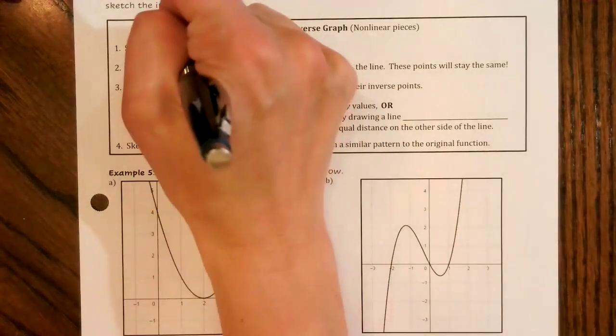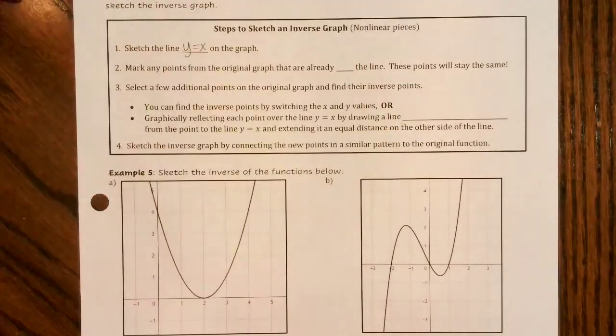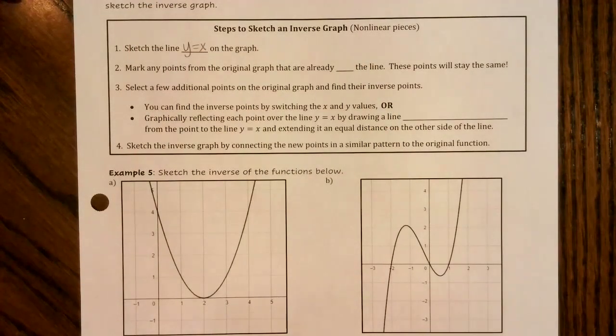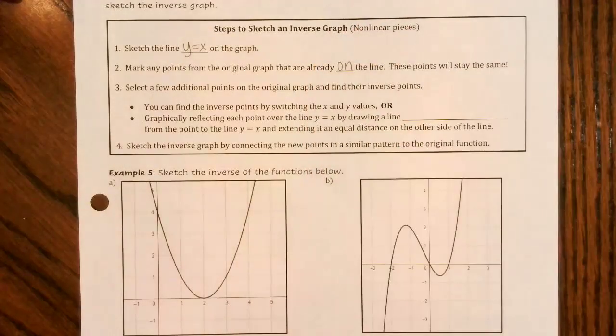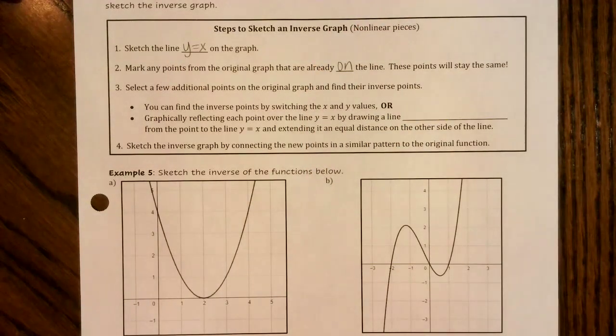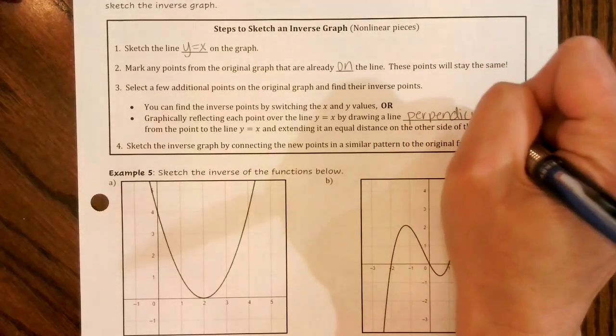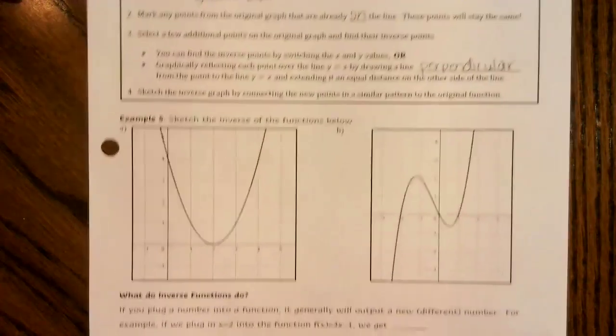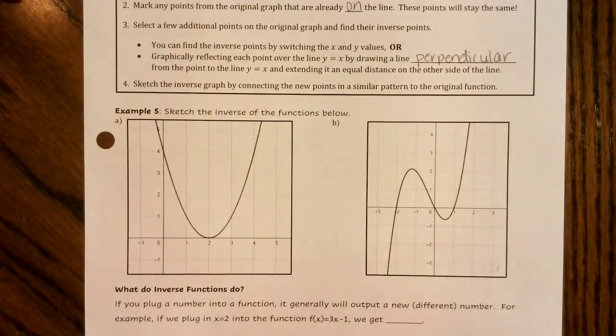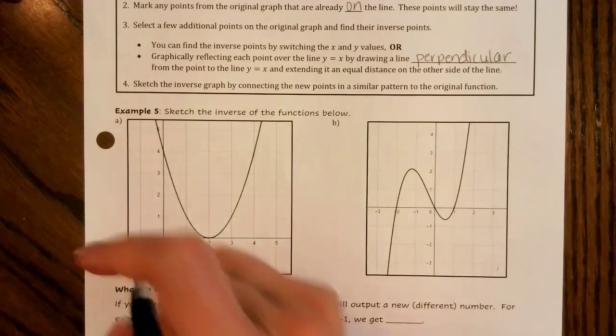It says sketch the line of y equals x, since we know it's going to be a reflection. Mark the points that are on that line, and then select a few additional points on the original graph and find their inverse points. You can find the inverse points by switching the x and y values, or graphically reflecting each point over the y equals x line by drawing a line that is perpendicular. So we're going to look at that a little bit here. We're going to try and find the inverses for these two graphs here and to sketch the graph.